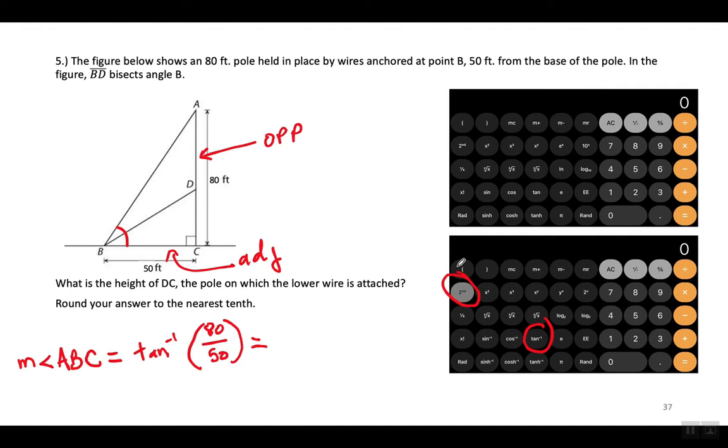All right, so in your calculator, you would do 80 divided by 50 equals, and then hit the inverse of tangent button, and you're going to get approximately 57.99. Or let's just round it to 58 degrees. So the measure of angle ABC is approximately 58 degrees.